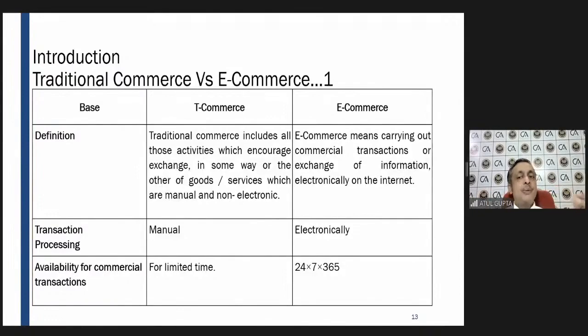But then the Mango example was to tell us that not all processes can be shifted to e-commerce. There are going to be restrictions. Still, whatever can be done, best has to be done. That is how you look at it. Okay.